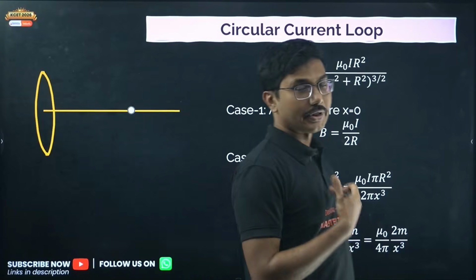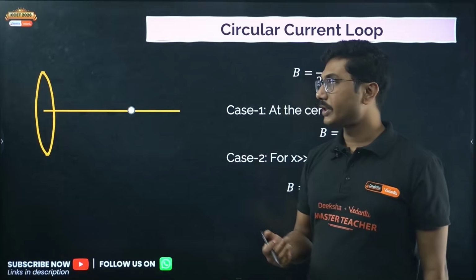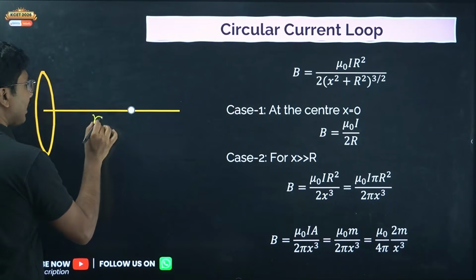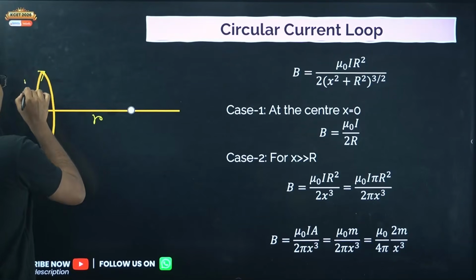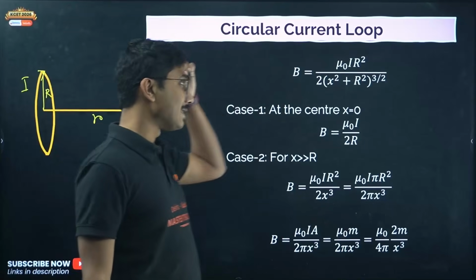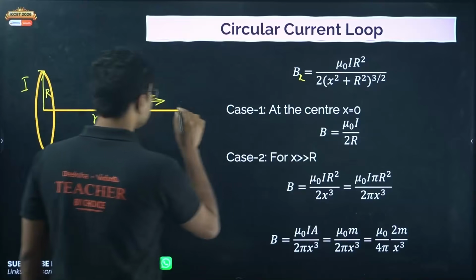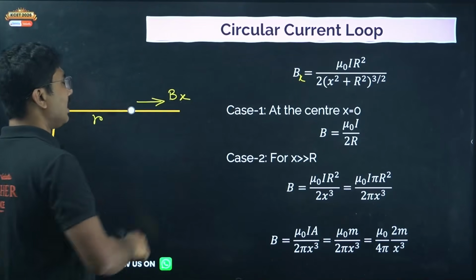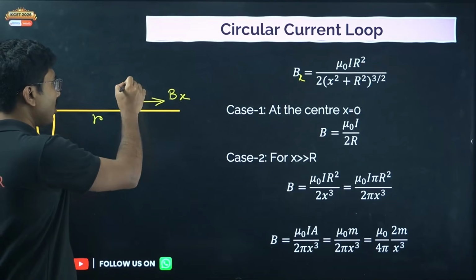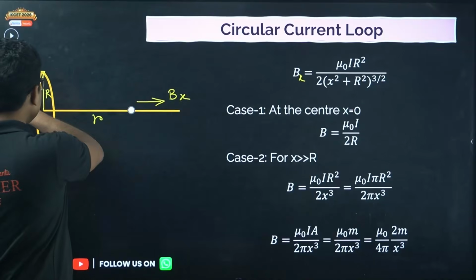Circular current loop: this derivation is very important. I have done the derivation in my lecture in Brahmastra, you can go and check that out. So here we have a current carrying wire carrying a current I, with radius r, and we are trying to find the magnetic field at a distance x. The magnetic field is along the x direction only, so this is Bx. The magnetic field exists only along the direction of the axis. There is no component in the perpendicular direction, so the magnetic field in that direction is 0.